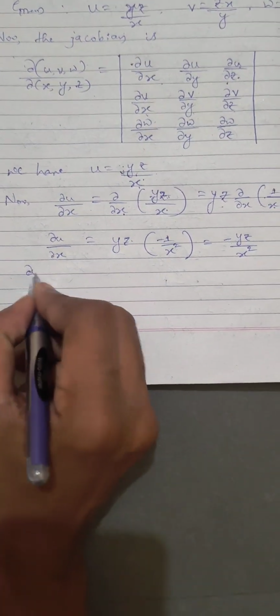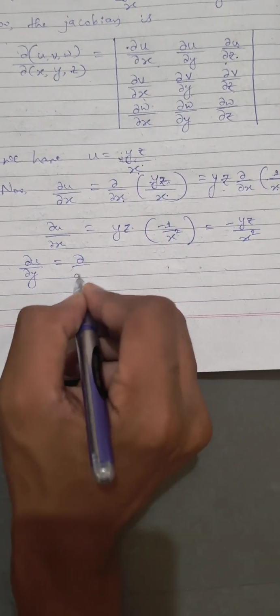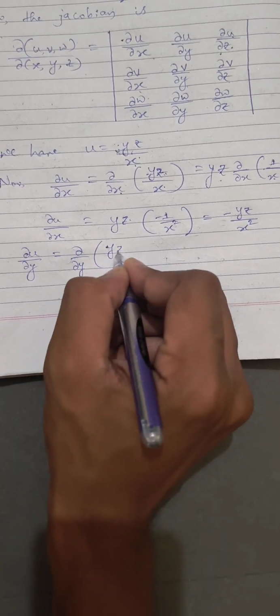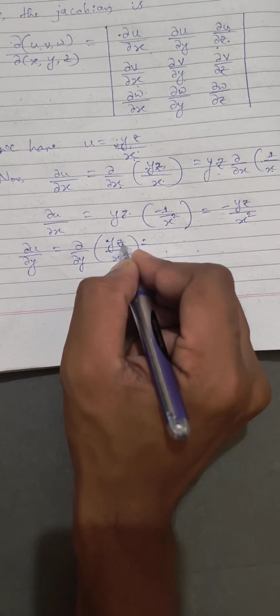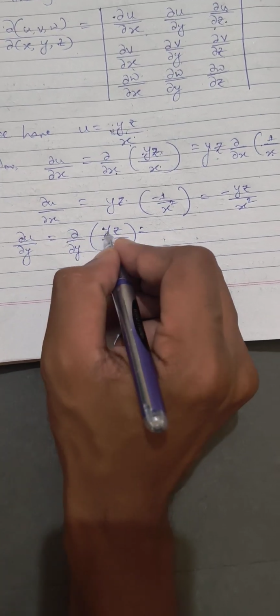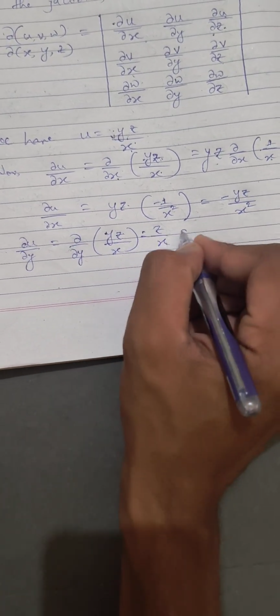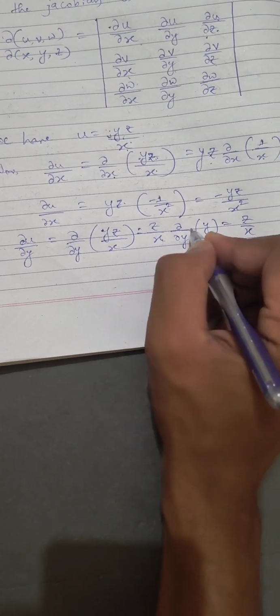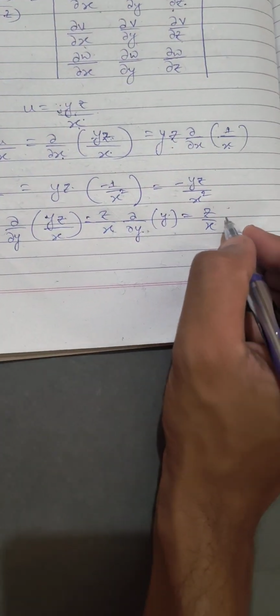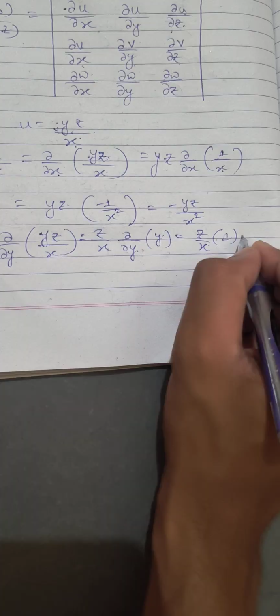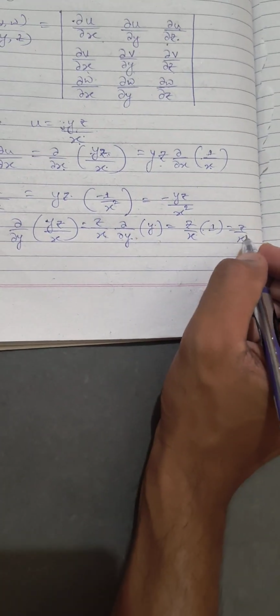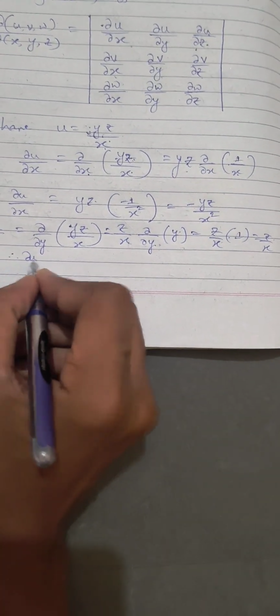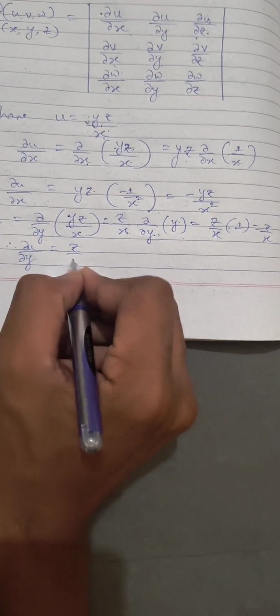Similarly, del u by del y is del by del y of yz divided by x. Here we are differentiating with respect to y, so take z by x outside. We are left with del by del y of y, so z by x into the derivative of y with respect to y, which is 1. Therefore z by x into 1 is z by x only. So del u by del y is equal to z by x. This is the value of del u by del y.